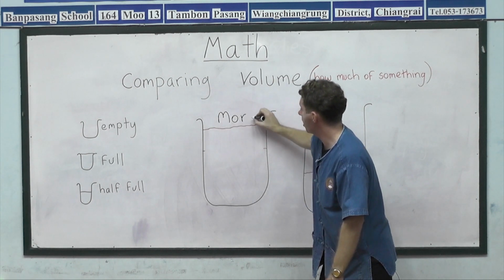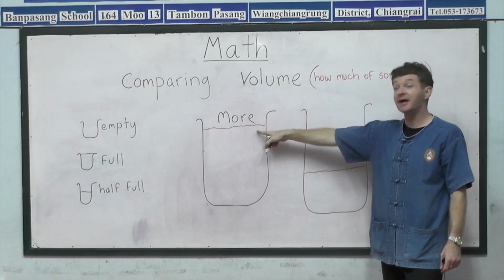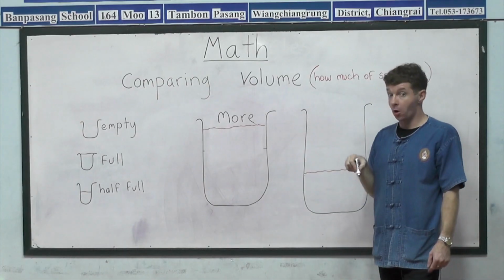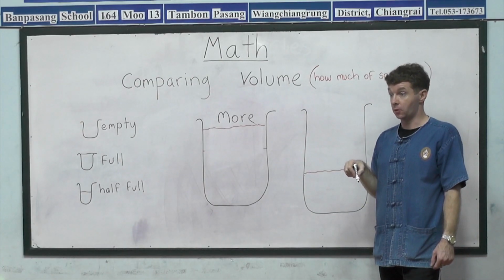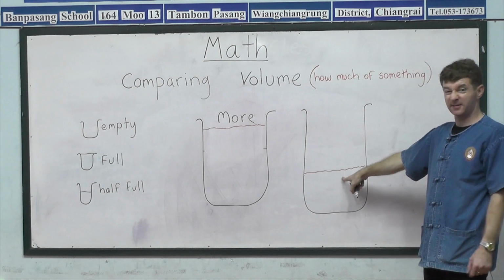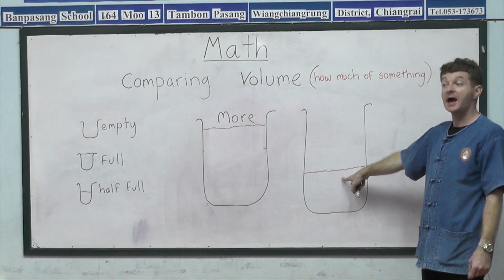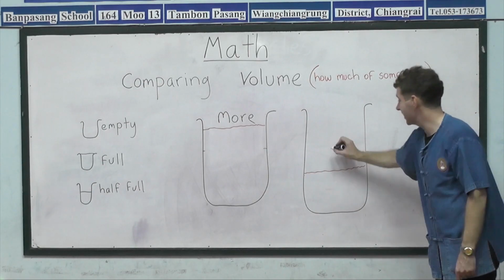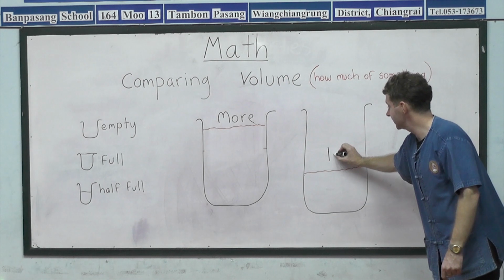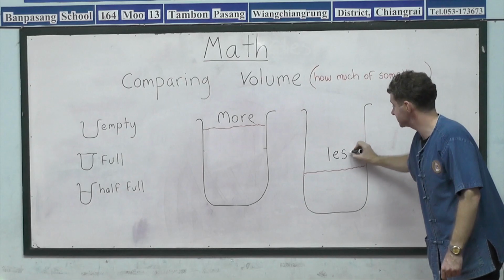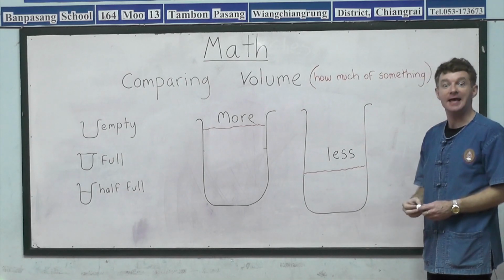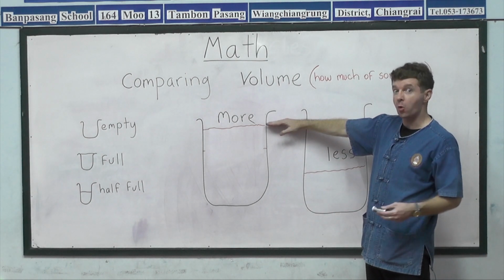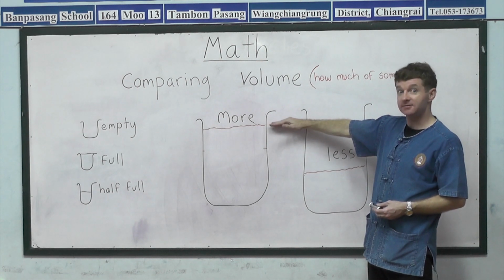O R E. This container has more water. This container has not more. Excellent. L E S S. Less. You can see the level of liquid or water is higher in this container.